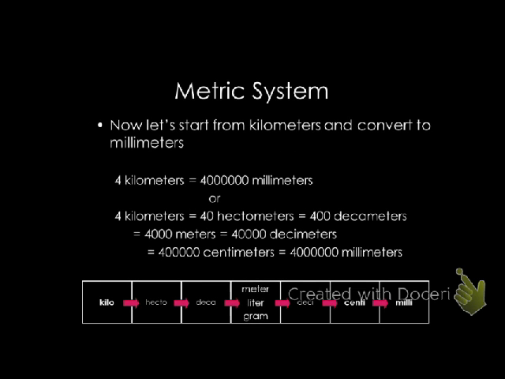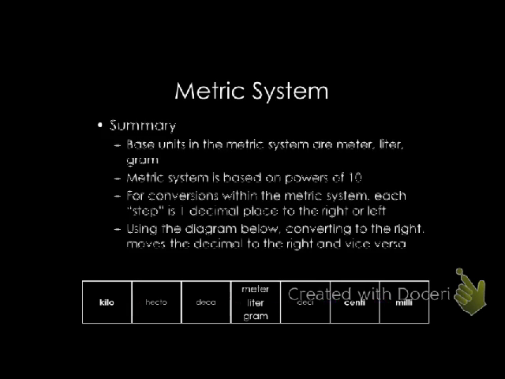As we move on, going from kilometers to millimeters is the farthest we could go, or millimeters to kilometers. 4 kilometers would be equal to 4 million millimeters. 4 kilometers is 40 hectometers, or 400 decameters, or 4,000 meters, or 40,000 decimeters, 400,000 centimeters, or 4 million millimeters.